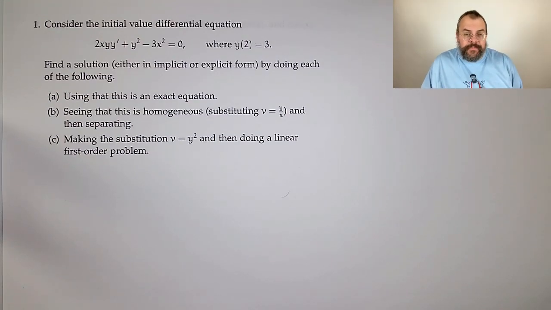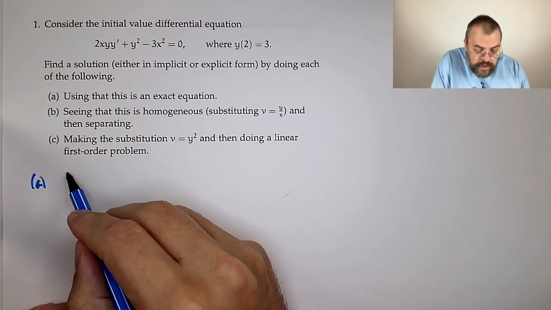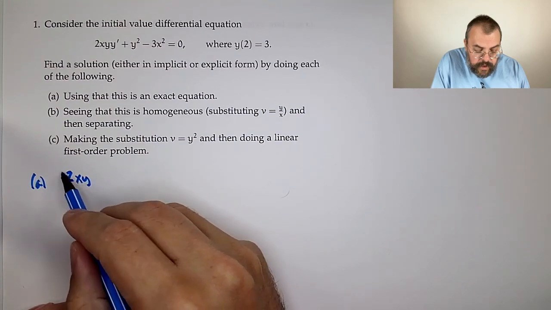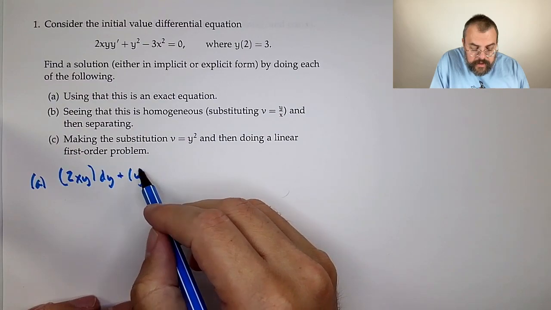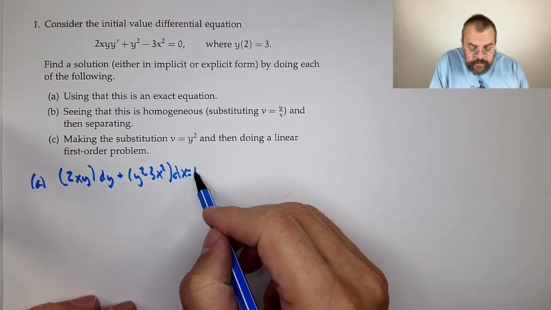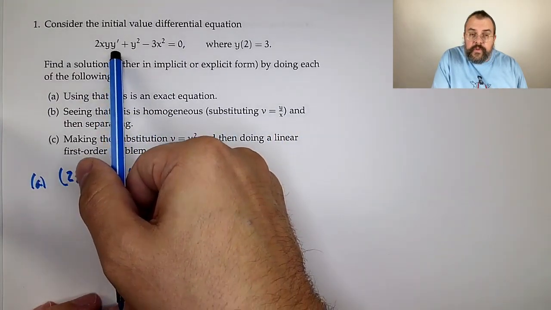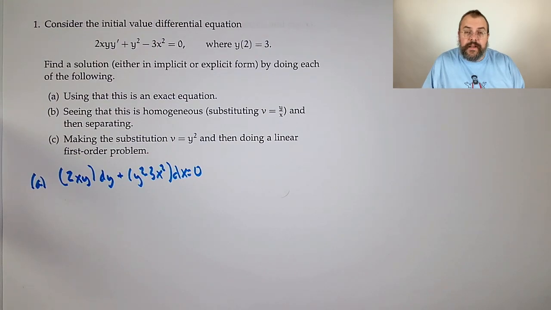All right, so part A. Using that this is an exact equation. So how does that work? If you look at this, we can rewrite this as 2xy dy plus y squared minus 3x squared dx equals 0, where we think of y prime as dy over dx, where we separate the dy and dx and multiply by dx.